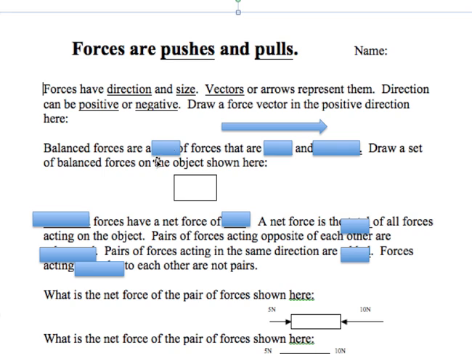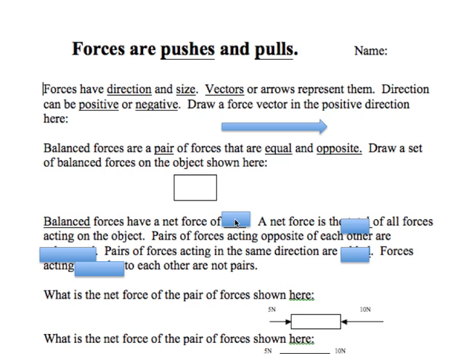So forces always come in pairs, and balanced forces are a pair of forces that are equal and opposite. In our tug-of-war computer simulation, we had balanced forces acting on the cart, so please draw a set of balanced forces on this object. Balanced forces have a net force of 0. A net force is the total or sum of all forces acting on the object.